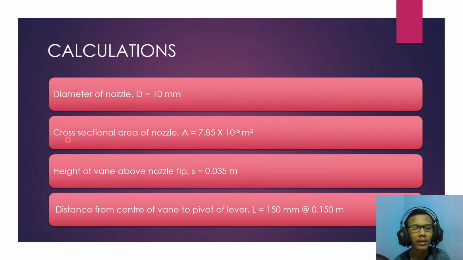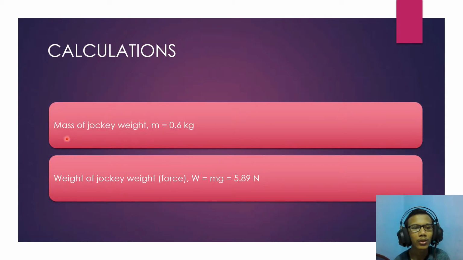So we can calculate the cross-sectional area of the nozzle. The cross-sectional area of the nozzle is pi over 4 d squared, where d is the diameter of the nozzle, and then we will get this value over here. From the mass of the jockey weight, which is 0.6 kilogram, we can calculate the force of the jockey weight, which is equivalent to 5.89 Newton.